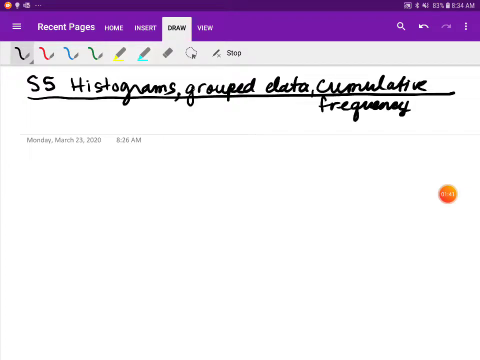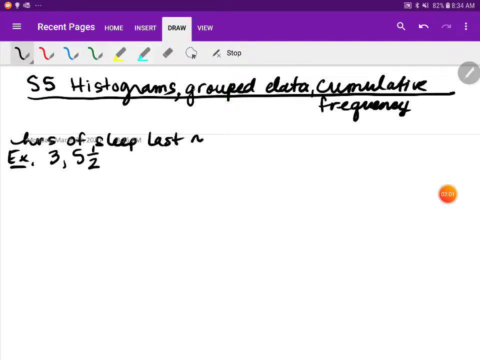Okay, so these were the answers one year. The title is, hours of sleep last night. The first person in the row said 3, then 5.5, then 7, then 6.5, then 5, then 6, 4.5.